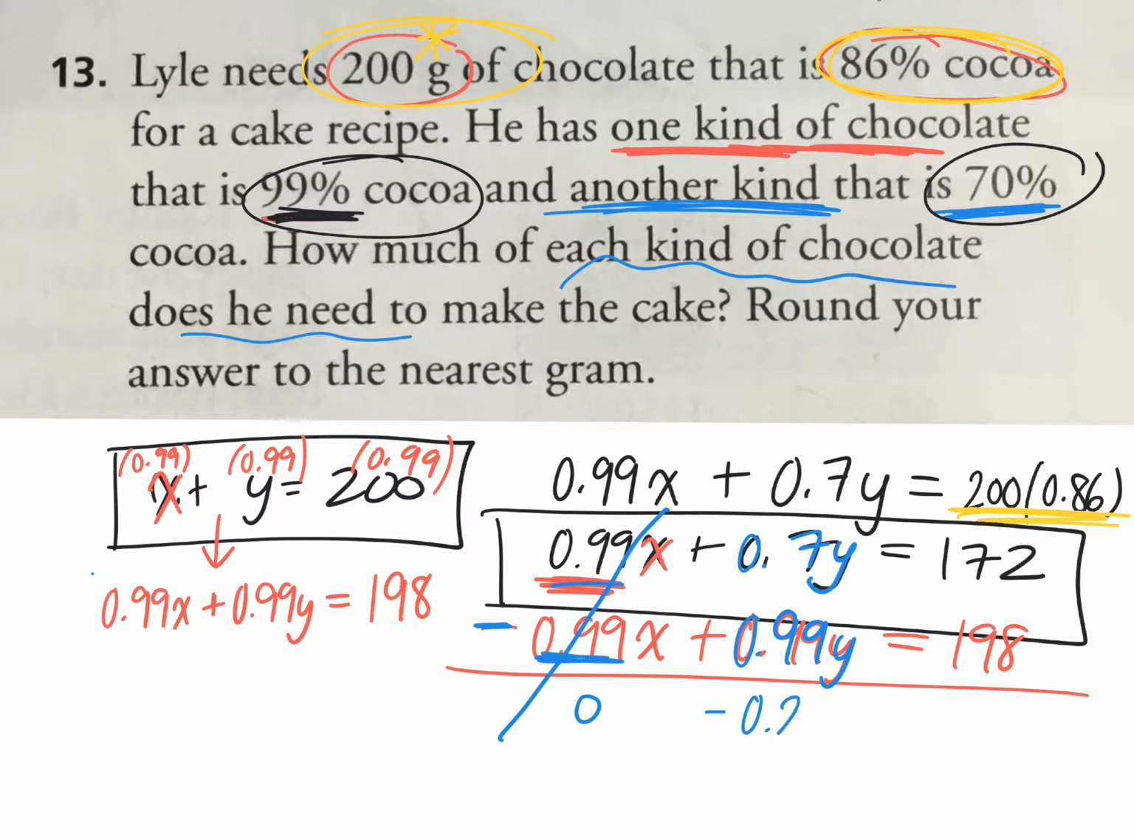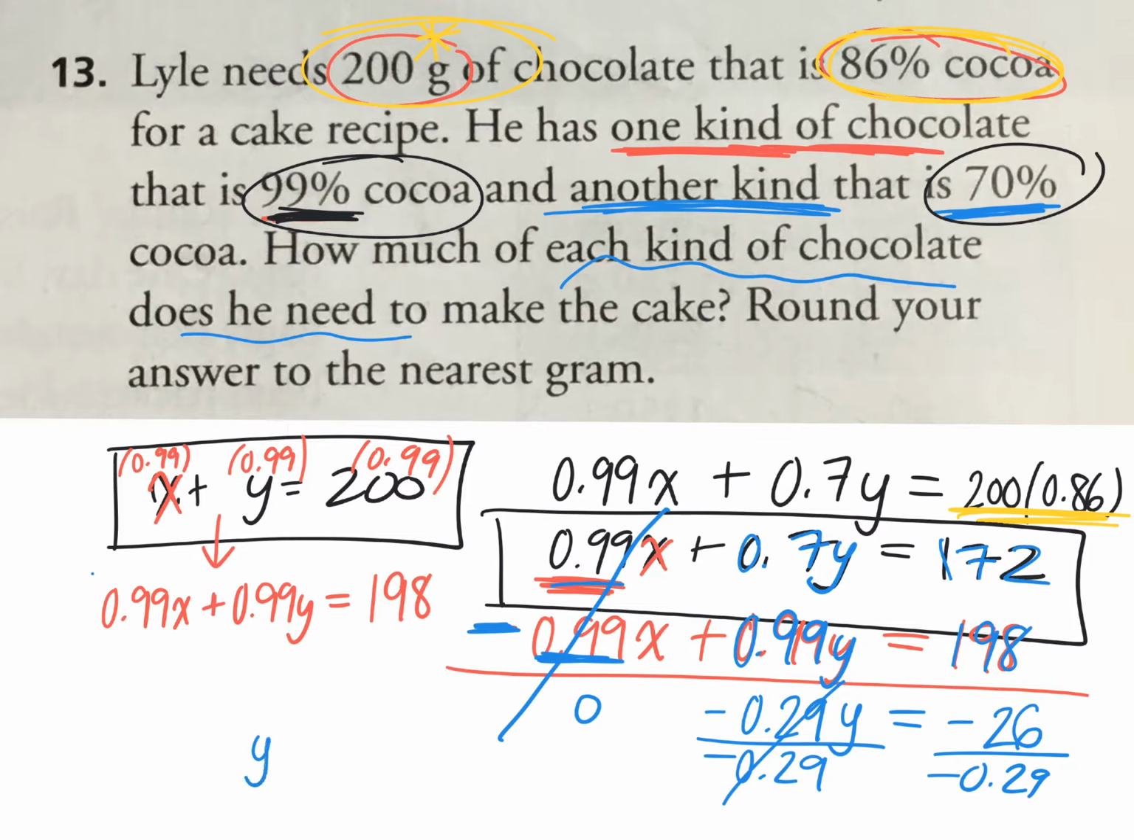Negative 0.29y. What's 172 take away 198? Negative 26. Now solve for y. Divide both sides by negative 0.29. So what's y equal to?